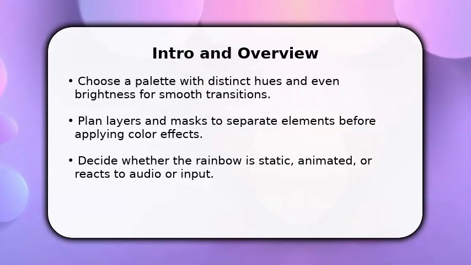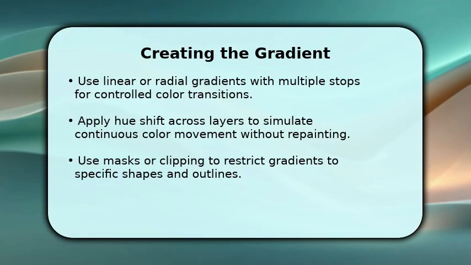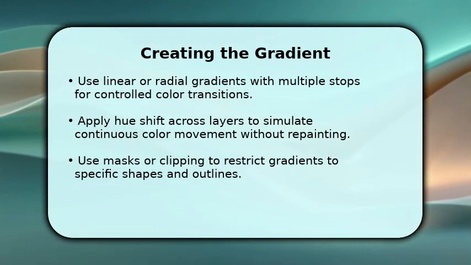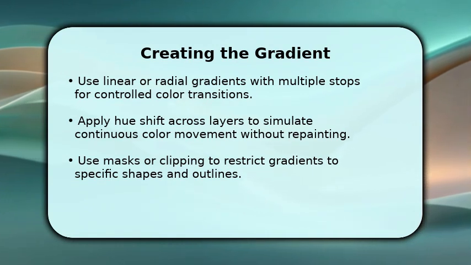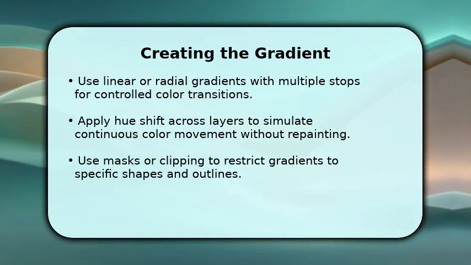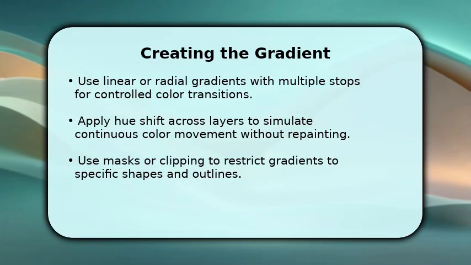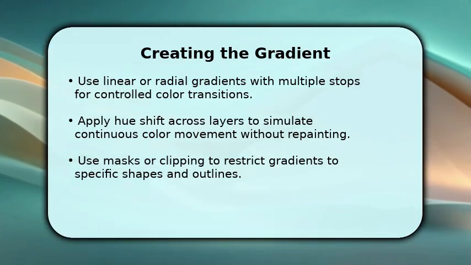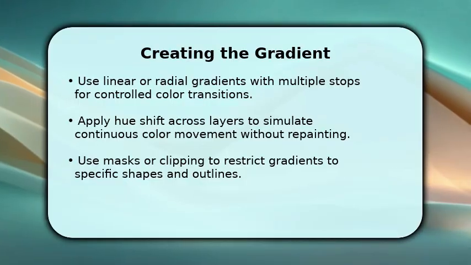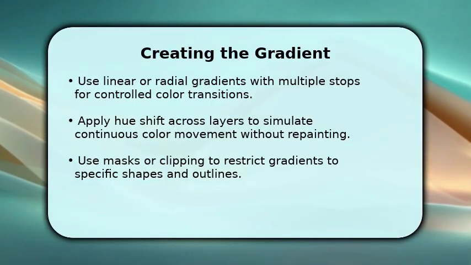Test the base composition before adding animation so edits stay manageable and non-destructive. Begin by placing gradient fills on your primary shapes, then align color stops so transitions read smoothly across edges. Use hue-shift modifiers to move the spectrum over time without redrawing. Add subtle noise or blur to reduce banding and preview at actual size.